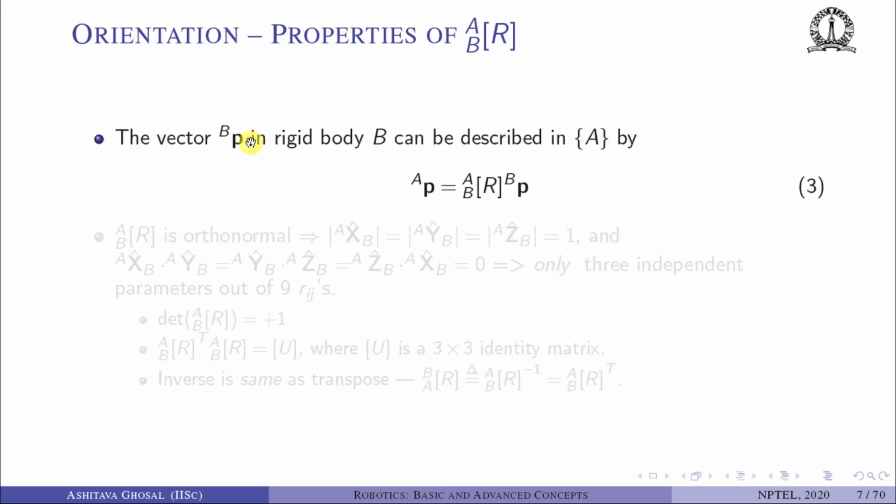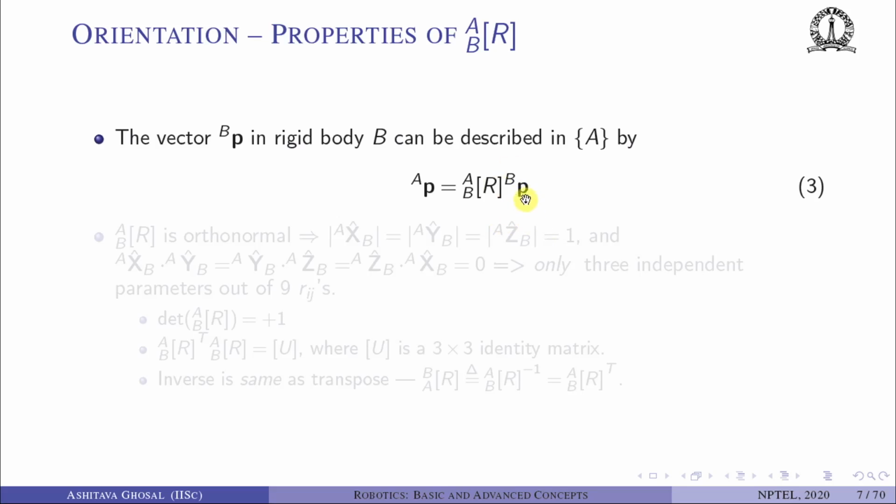The vector P, if it is fixed in the B coordinate system, can be described in the A coordinate system just by this simple pre-multiplication by a rotation matrix. Everybody knows this. We have seen this in many places in mechanics. One of the properties of the rotation matrix is that it converts a vector in one coordinate system into another coordinate system.